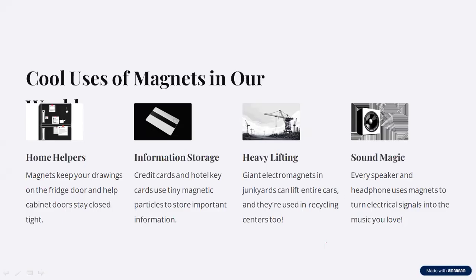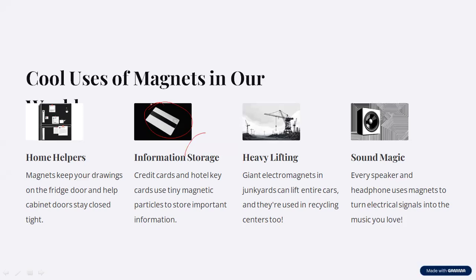So at a door also you have a magnet which is keeping the door closed, or you are sticking something on the refrigerator. So there you are using magnets in many places. Now, information storage. Credit cards and hotel keys use tiny magnetic particles to store important information. On all those cards, you must have seen a black strip. Look at this. This is the black strip. This black strip is the magnetic strip and it is storing the information.